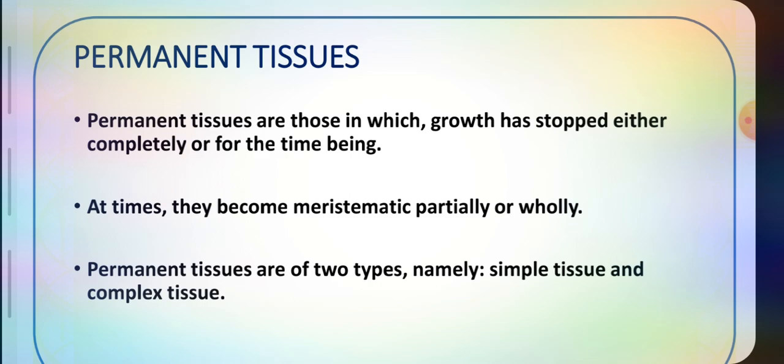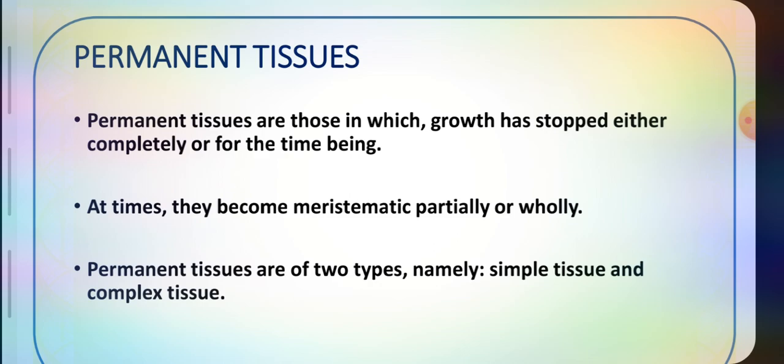At times they become meristematic, partially or wholly. Sometimes they also begin to do the function of meristems. What is the function of meristems? Division. They can divide and produce new cells.